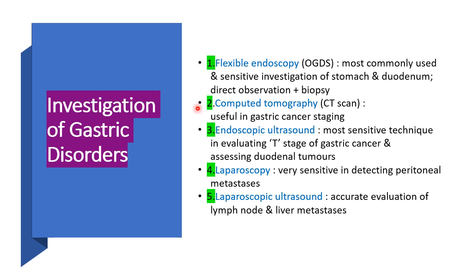Next is computed tomography, or the CT scan, which may be necessary in some patients, especially when you think of tumors and also for the staging of gastric cancer. Third is the endoscopic ultrasound, which is a new development. It's the most sensitive technique for evaluating the T stage of gastric cancer and assessing duodenal tumors, periampullary tumors and pancreatic tumors in the head of the pancreas.